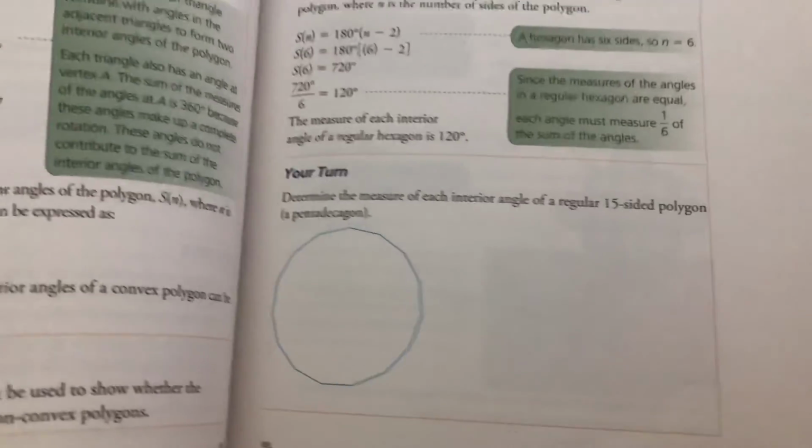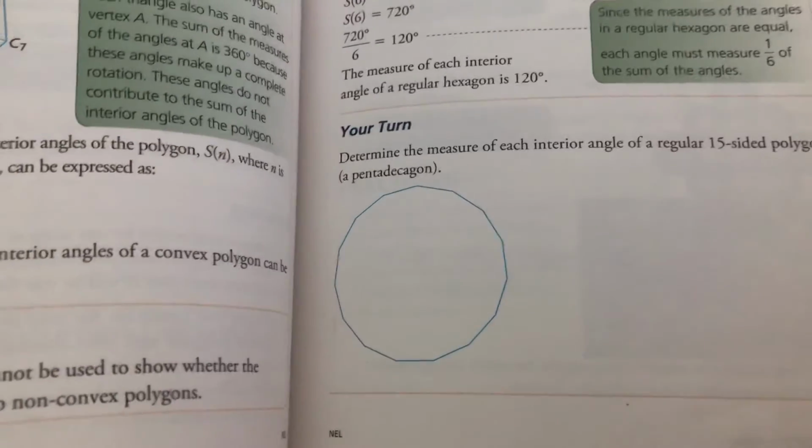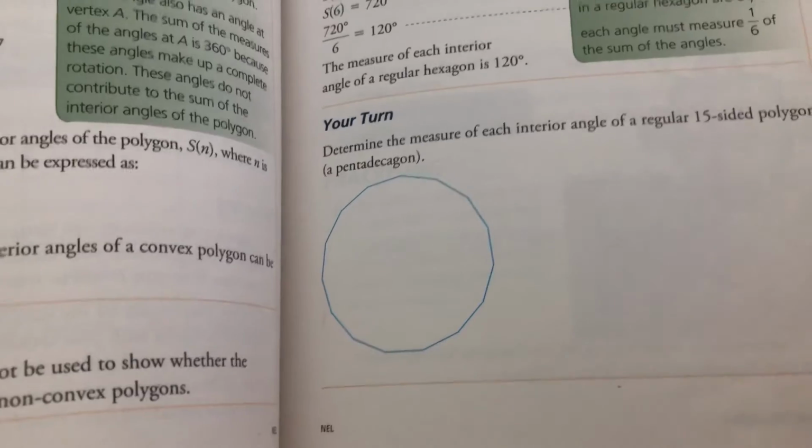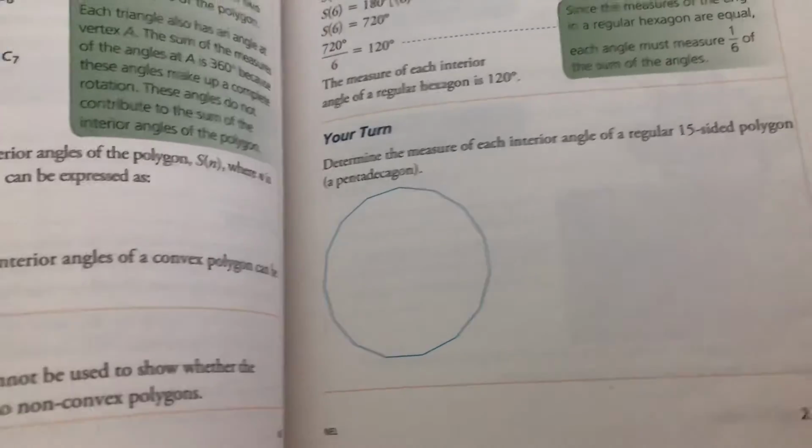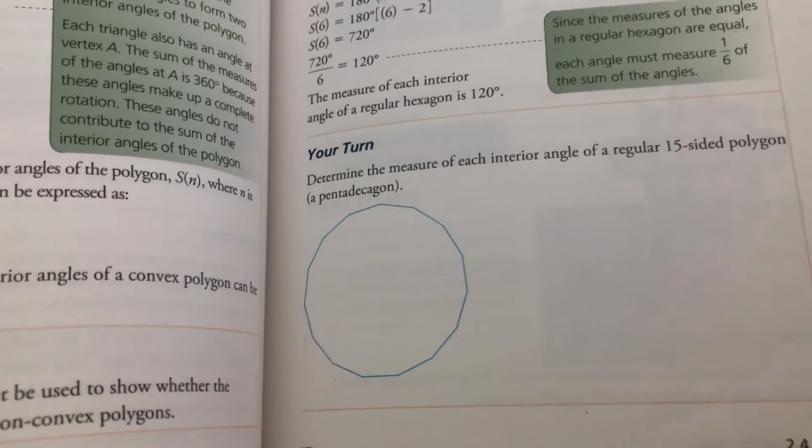So there's an image in your textbook that I'm going to point out to you on page 97, just to get a little bit of a different sort of style. In case you don't have your textbook, I'll just show you the image. So see that polygon right there? The one in the blue under your turn. So this is on page 97 if you have a textbook. So it says, determine the measure of each interior angle of a regular 15-sided polygon.